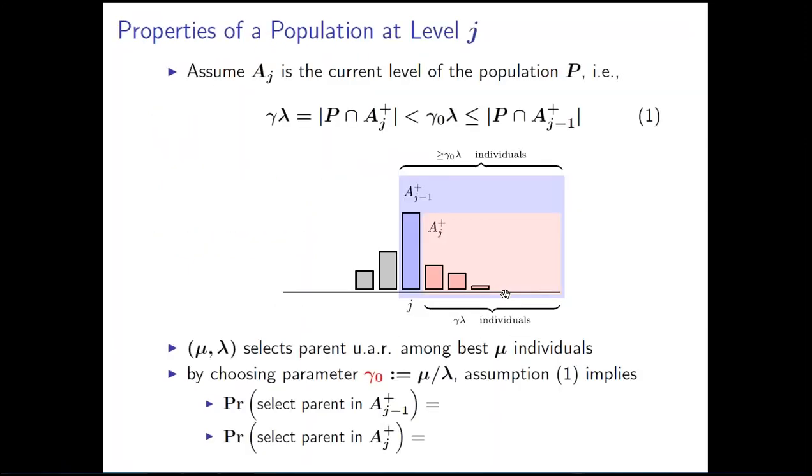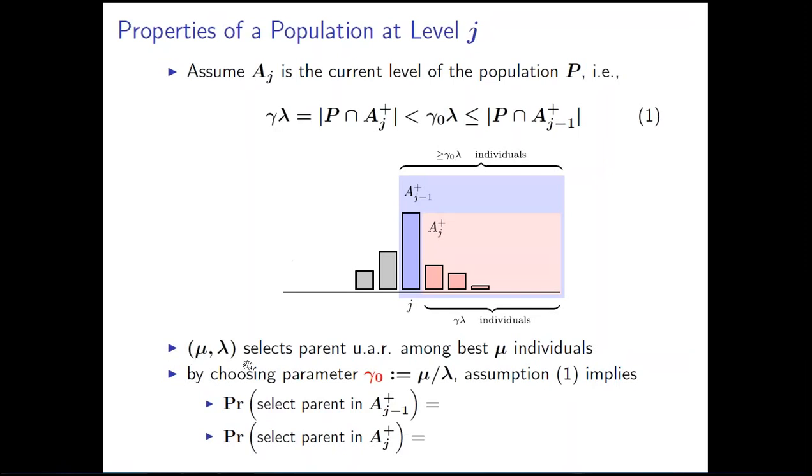Now, let's go back to this definition of the current population. What does this really mean? Let's take any population, and assume that we have at least gamma naught lambda individuals at level J or higher. This corresponds to this blue part. Here we have a distribution of the individuals in the search space, maybe the majority at level J and some individuals at J plus 1 and so on. Let's assume that we have gamma naught lambda individuals at level J or higher, and gamma lambda individuals at level J plus 1 or higher. This is what this condition, or assumption, means.